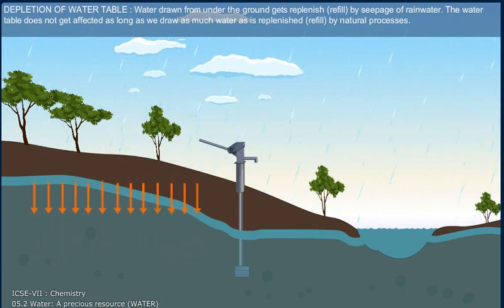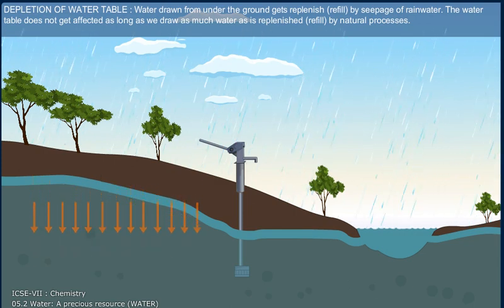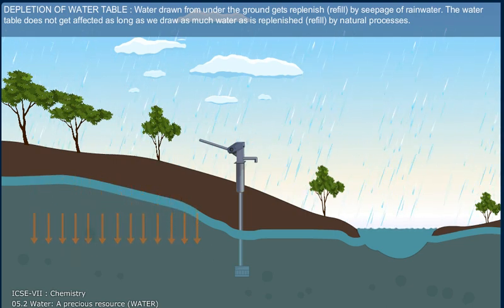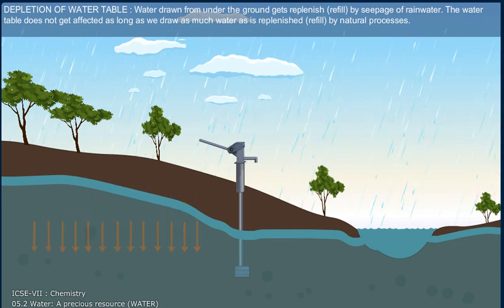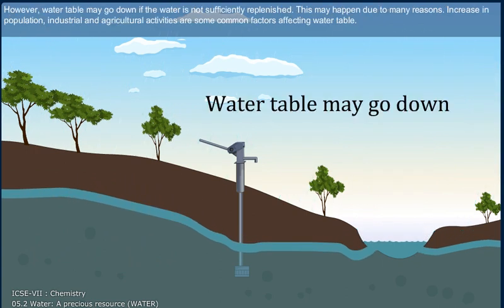Depletion of water table. Water drawn from under the ground gets replenished, refilled by seepage of rainwater. The water table does not get affected as long as we draw as much water as is replenished, refilled by natural processes. However, the water table may go down if the water is not sufficiently replenished. This may happen due to many reasons.